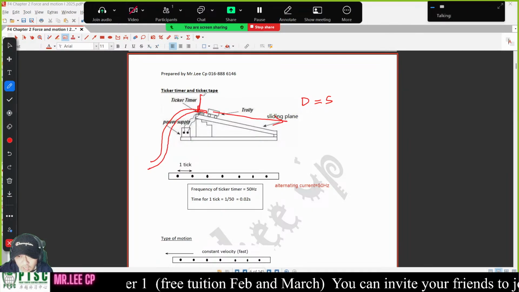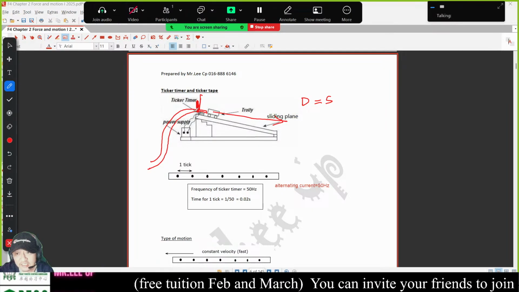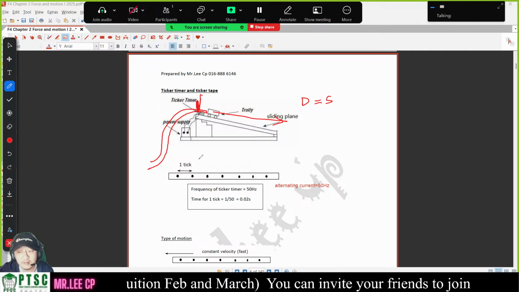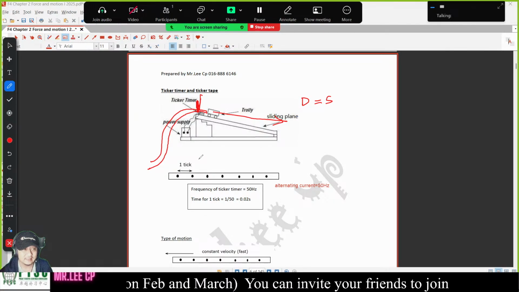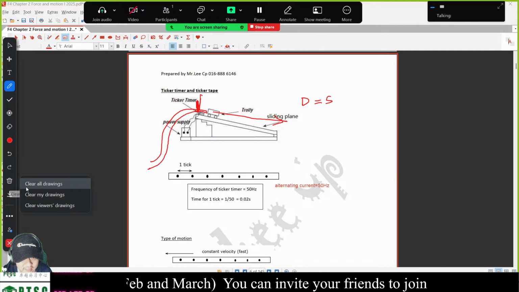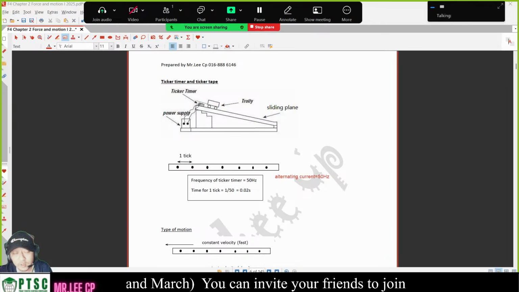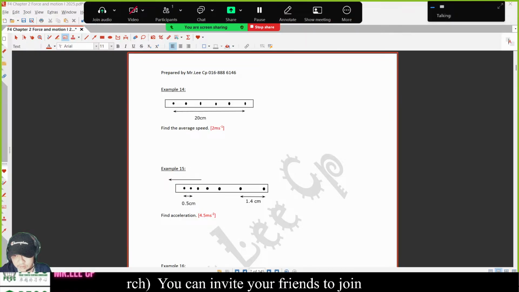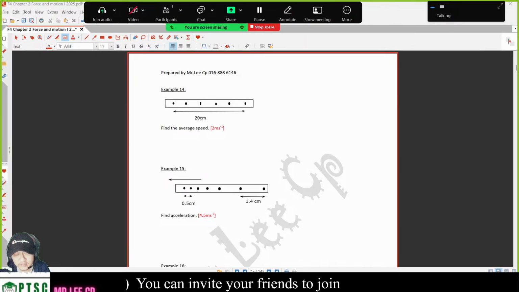So I'm going to tick, tick, tick, tick, tick, tick, tick, tick, tick, tick, tick. So I will get this kind of ticker tape, this pattern. We are going to study the pattern. You can know what information you can get from the experiment. For example, the first one. We are going to calculate the first one.